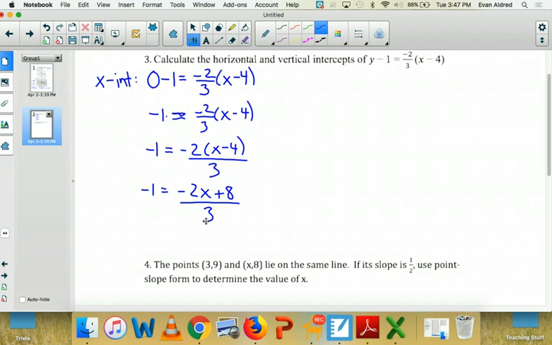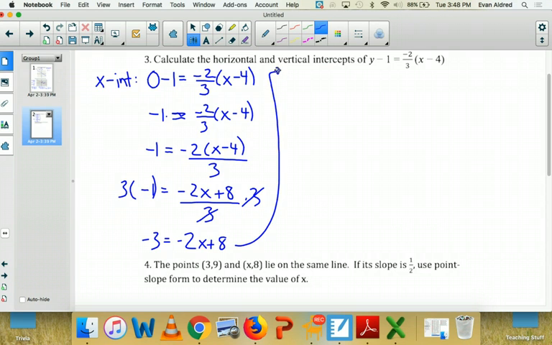So I've simplified my top. I use the distributive property to do so. But now I want to get rid of this 3. I don't like having a 3 there in the denominator place. So let's get rid of it. Let's multiply both sides by 3. That will cancel it out on the right-hand side. And it will leave us with negative 3 equals negative 2x plus 8. And now we just have to solve this equation.